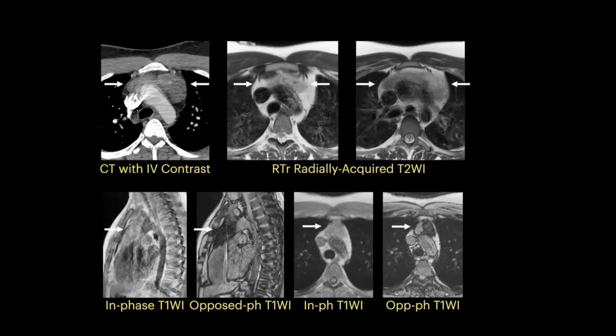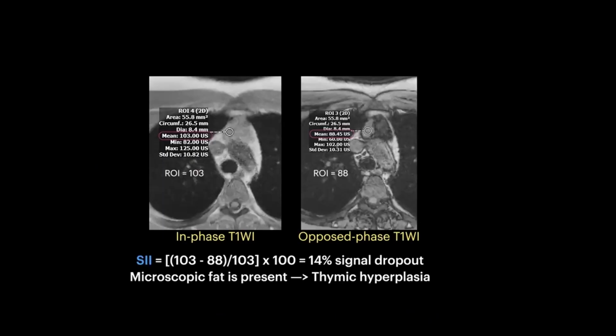And the MR showed on the in and opposed phase imaging that there was qualitative suppression, especially of the left half of the lesion, and that there was therefore microscopic fat in it, and therefore at least that part should represent some thymic hyperplasia, not tumor. But what about the right half of the lesion?